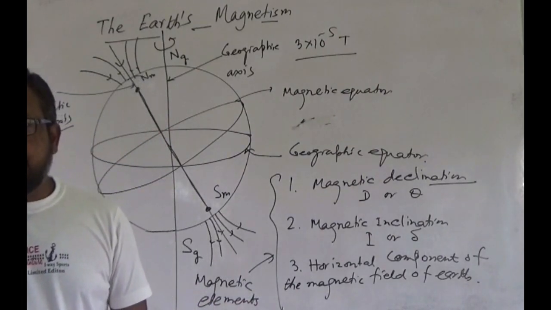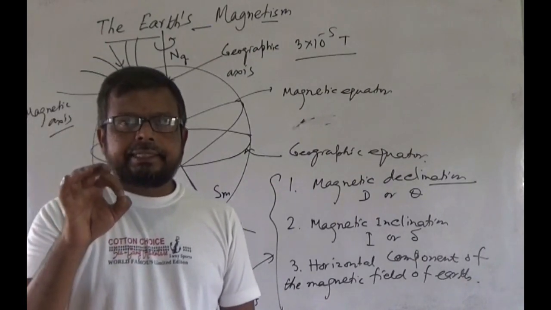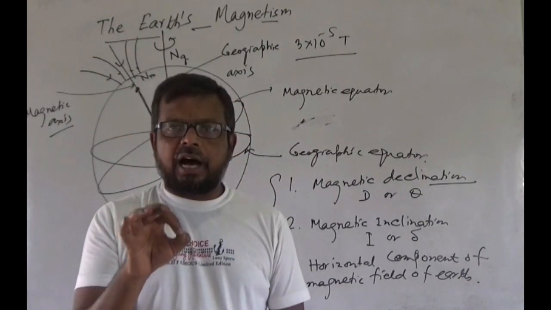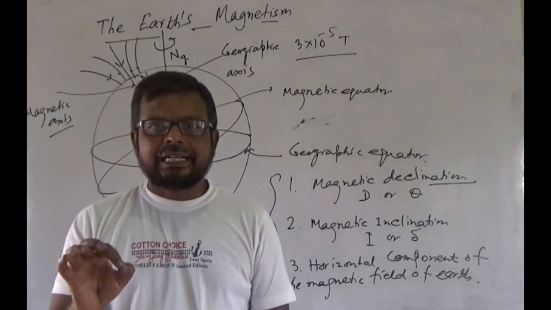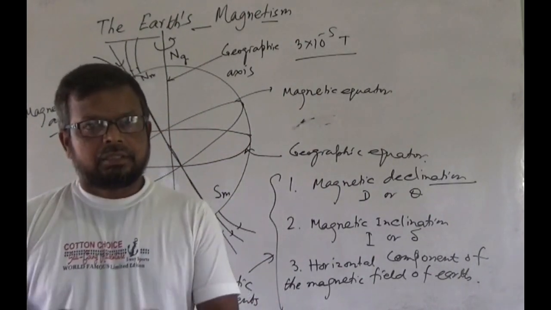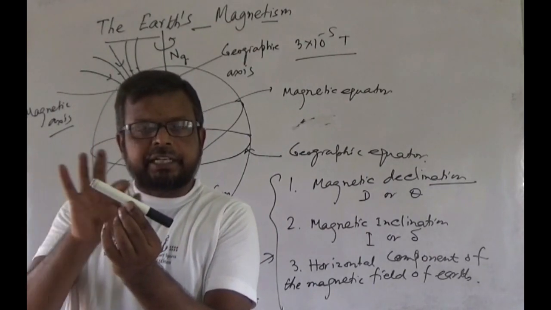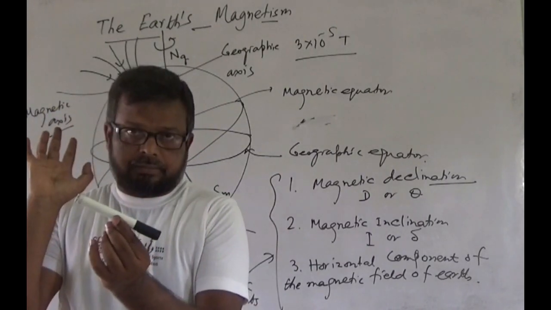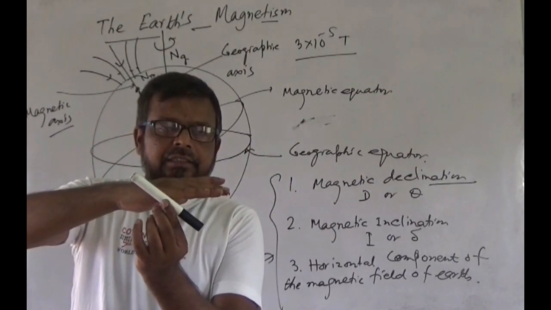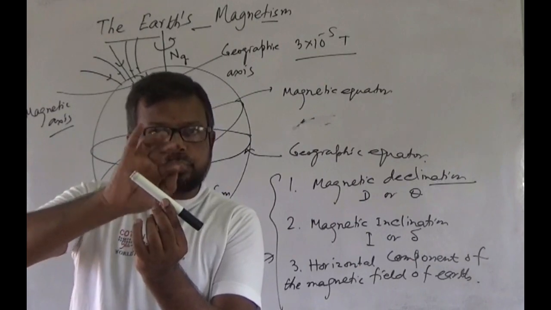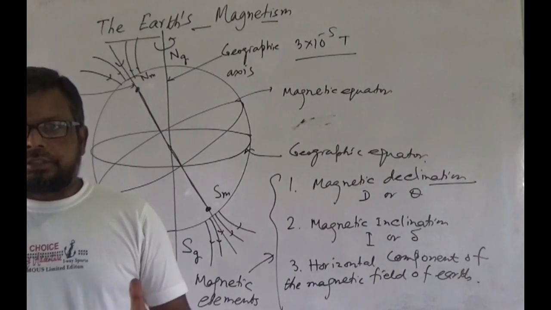The angle between the direction of the total intensity of magnetic field of earth and horizontal line is the magnetic inclination. See here, if magnetic needle is in this direction, that means this is the direction of the magnetic field of the earth, right? And if this is our horizontal direction, then the angle between these two is the magnetic inclination. Do you get it or not?